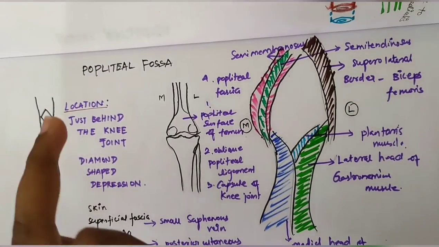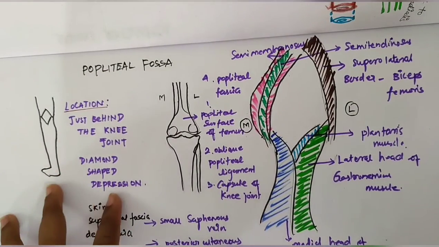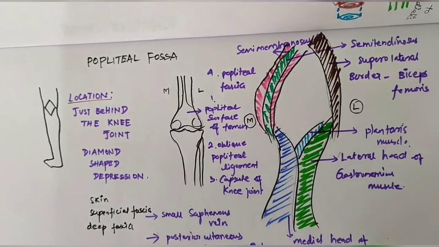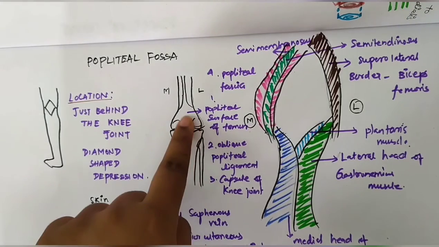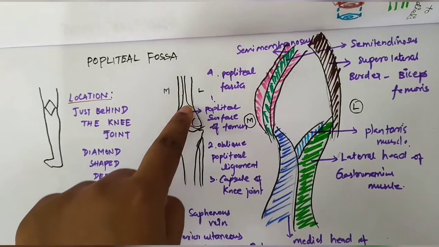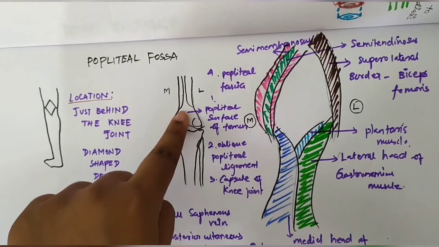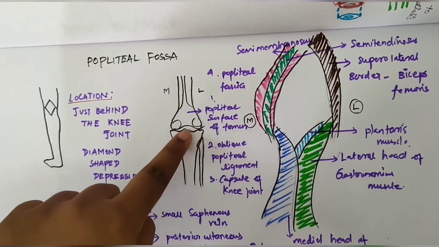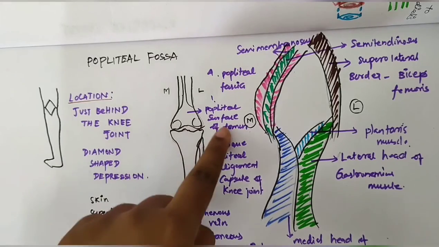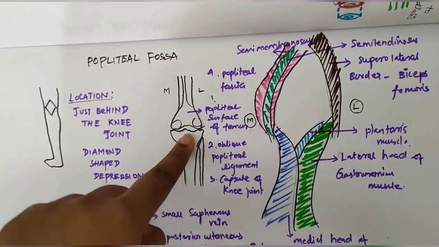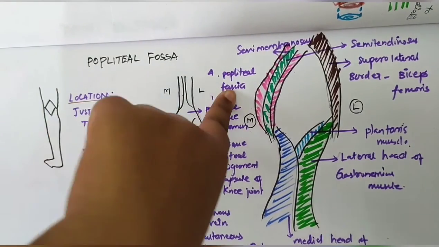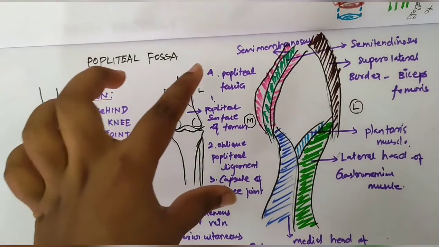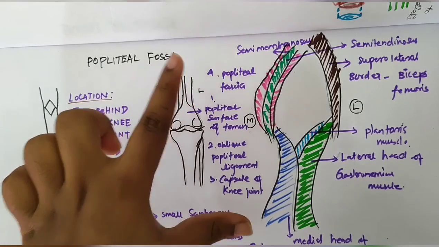Before going to the contents, we want to know about floor and borders. Floor is formed by the popliteal surface of femur. This is the popliteal surface of femur, and then ligament, oblique popliteal ligament, and here we have capsule of knee joint. And popliteal fascia, that is the fascia covering the popliteus muscle. These are the floor.